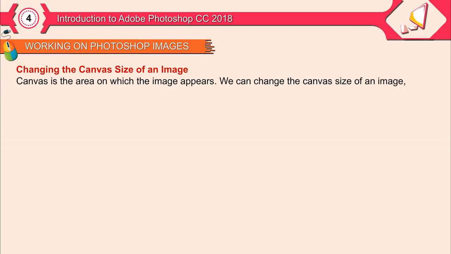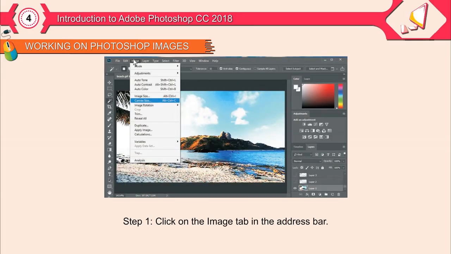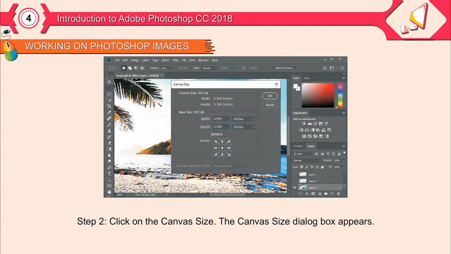Changing the canvas size of an image. Canvas is the area on which the image appears. We can change the canvas size of an image by following the given steps. Step 1. Click on the Image tab in the address bar. Step 2. Click on the Canvas Size. The Canvas Size dialog box appears.